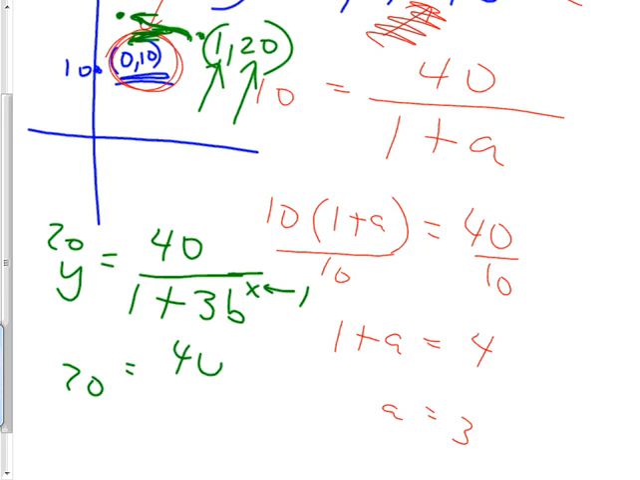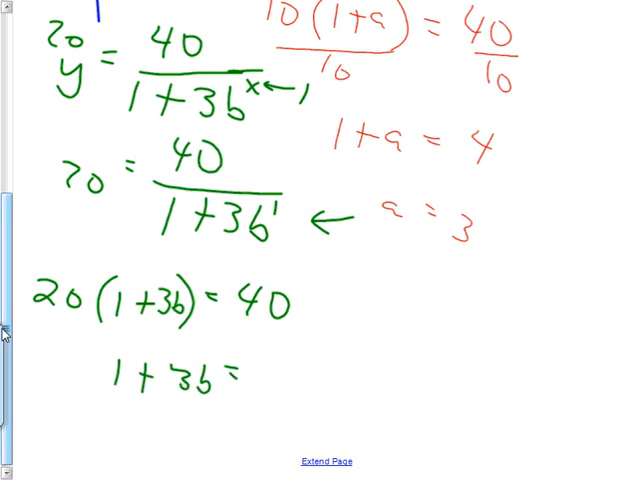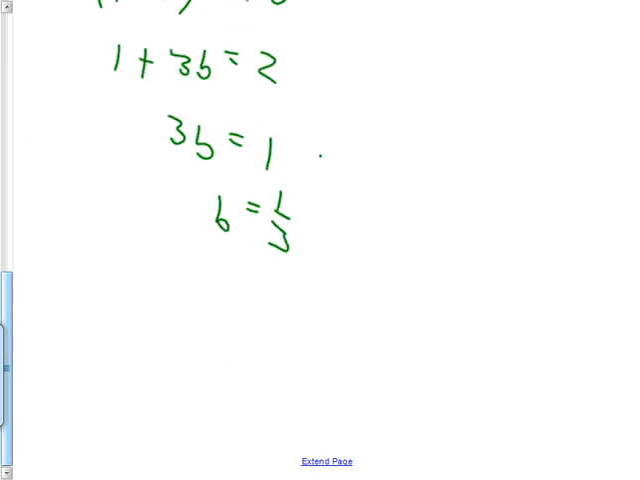20 equals 40 over 1 plus 3b to the 1. And b to the 1 is just b, which is nice. Then I'm going to solve by multiplying both sides by the denominator. Remember how to clear fractions. I hope we pounded that into your head enough. Multiply both sides by 1 plus 3b. 20 times 1 plus 3b equals 40, and the other side it would just cancel. Now I'm dividing by 20 on both sides. 1 plus 3b equals 40 divided by 20 is 2. And then I just have to subtract 1, and I have 3b equals 1. b equals 1/3. I'm almost done with the last pre-calc problem of the year.